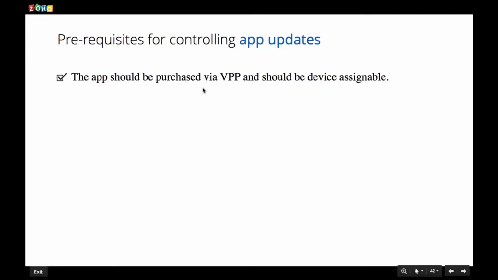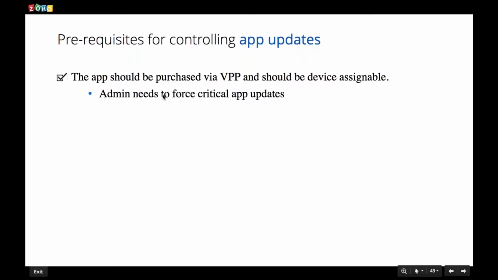So, there are a few prerequisites that will be needed to control these app updates. The first thing is that the app must be purchased using VPP and should be device assignable, which we had checked before. Also, as an IT administrator, I will be the one forcing these critical updates to my devices.